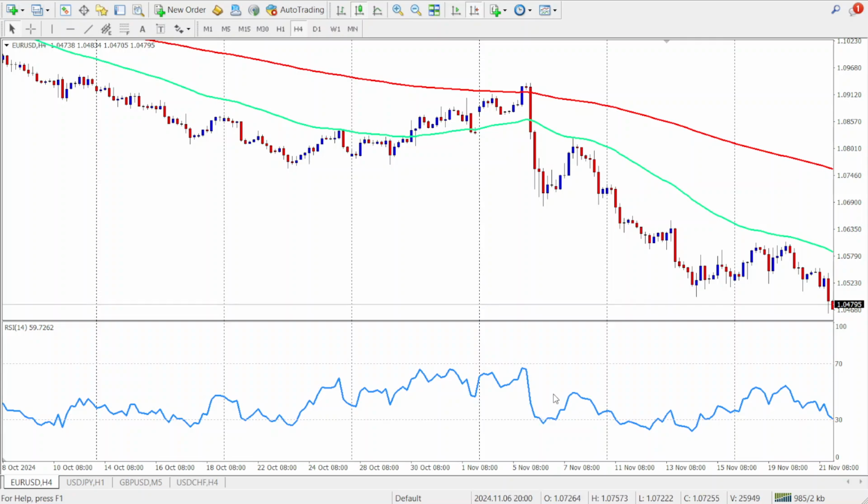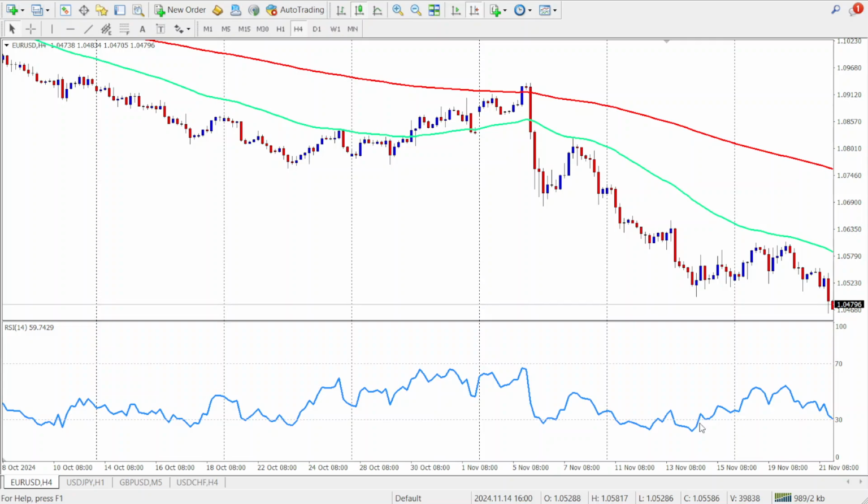Now, the RSI is a momentum oscillator that measures the strength of a price movement. It ranges from 0 to 100 and helps us identify overbought or oversold conditions. When the RSI crosses above 70, it suggests that the market is overbought and a reversal may be coming soon. Conversely, when the RSI crosses below 30, it signals that the market is oversold, potentially indicating a buying opportunity.